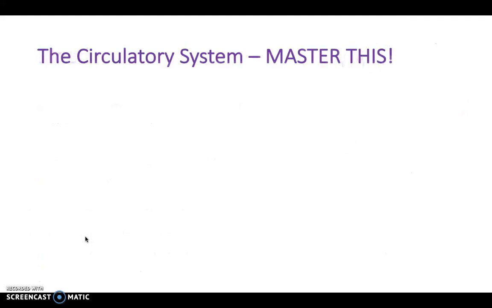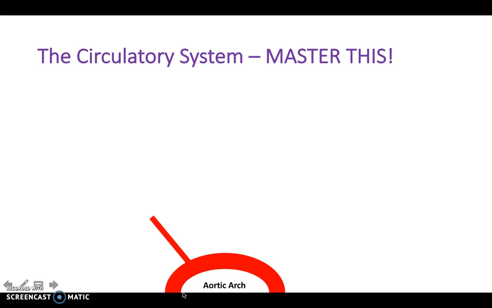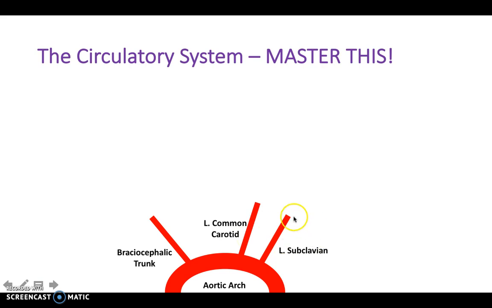So the circulatory system, master this. It's something I never got in first year, but actually it's really simple, and this is just a nice simple diagrammatic view to allow you to think about the blood vessels coming out of the heart. When you come out of that left ventricle, you have your aortic arch, and there are 3 branches to the aortic arch before it goes down into the abdominal aorta. You have your brachiocephalic trunk, your left common carotid, and your left subclavian. And your brachiocephalic trunk branches into the right common carotid and the right subclavian.